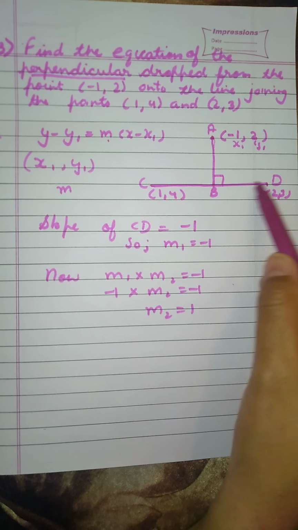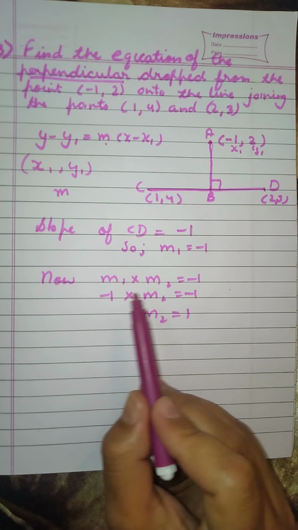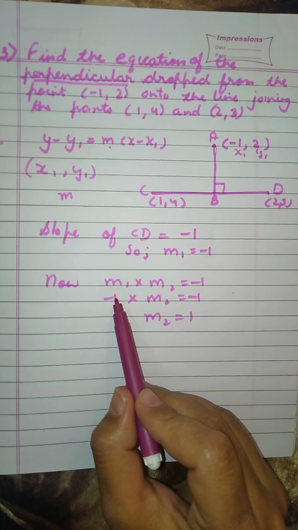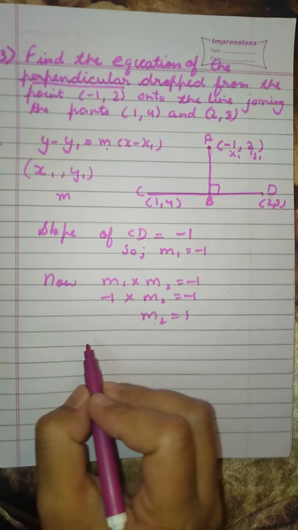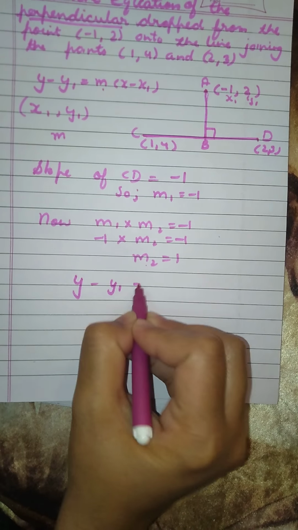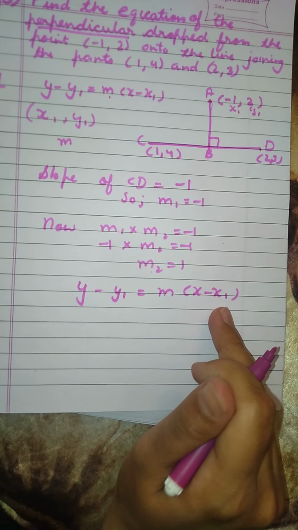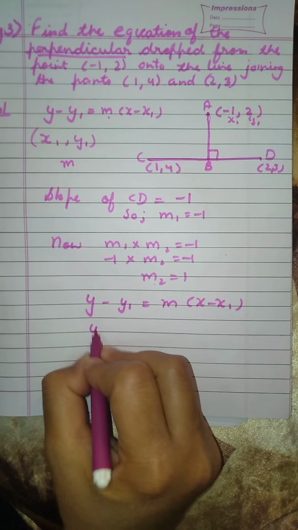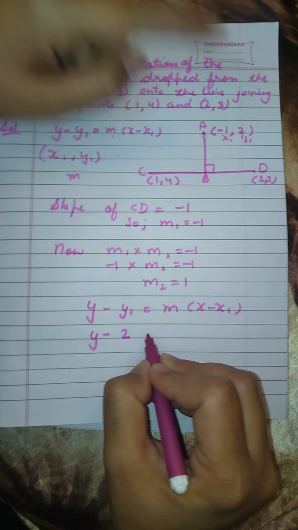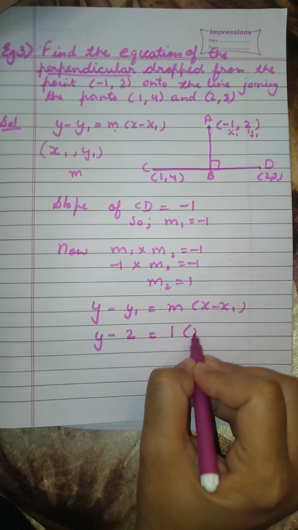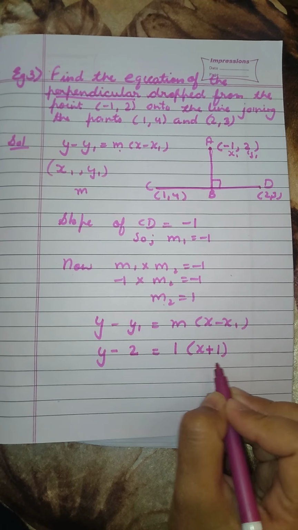Now because line CD and line AB are perpendicular, so product of their slopes is equal to -1. Substitute the value of slope of CD, which was -1. I found my slope of second line AB, which came out to be 1. Now I will apply the formula y minus y1 is equal to m x minus x1. This formula is used to find the equation of line AB. Y minus y1. Y1 is the y coordinate, 2, is equal to slope I found, 1, times x minus x1. It is -1, so minus minus plus 1. Simplify it further.